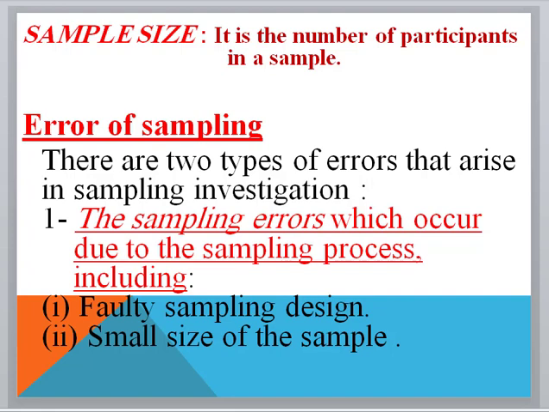Now, what are the errors of sampling? There are two types of errors that arise in sampling investigations. Number one, the sampling errors, which occur due to the sampling process, including faulty sampling design or small size of the sample.